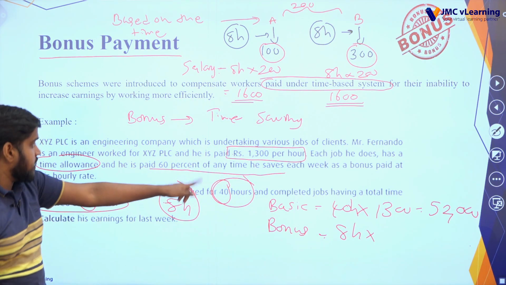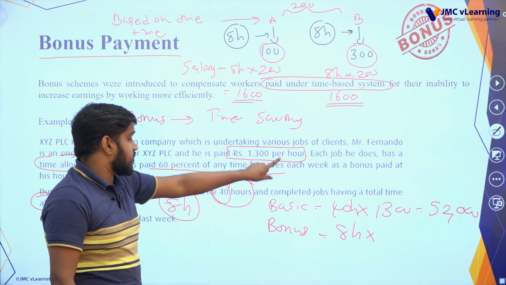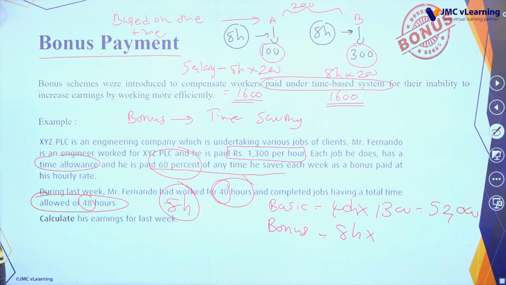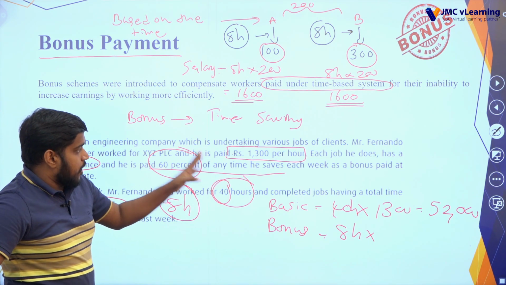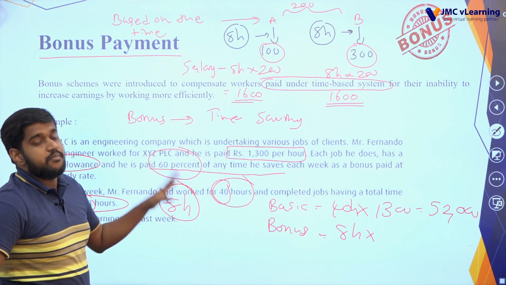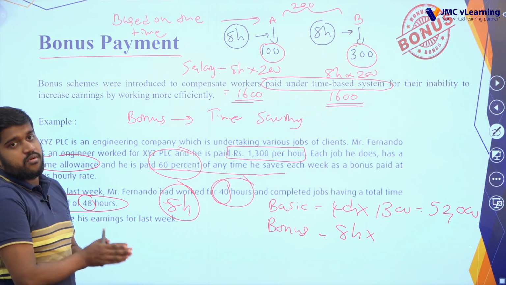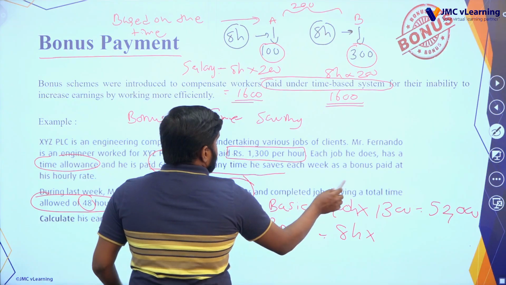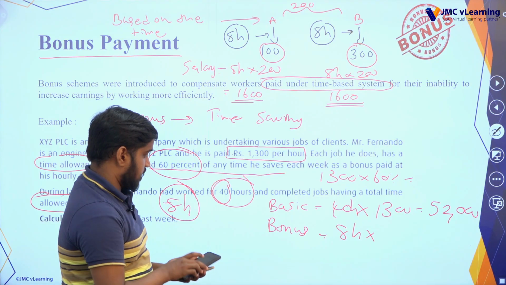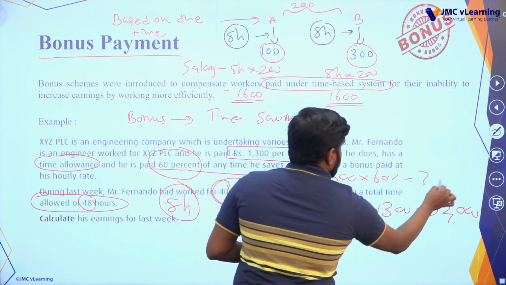Then we need to multiply it by, in this case they say he is paid 60% of any time he saves each week as a bonus. That means he gets 60% from 1300 as a bonus payment per hour for the time he saved. That means we need to get 60% from this 1300, then 780.